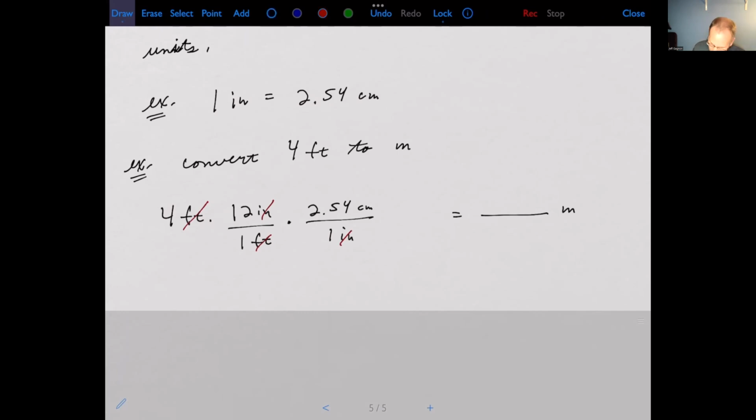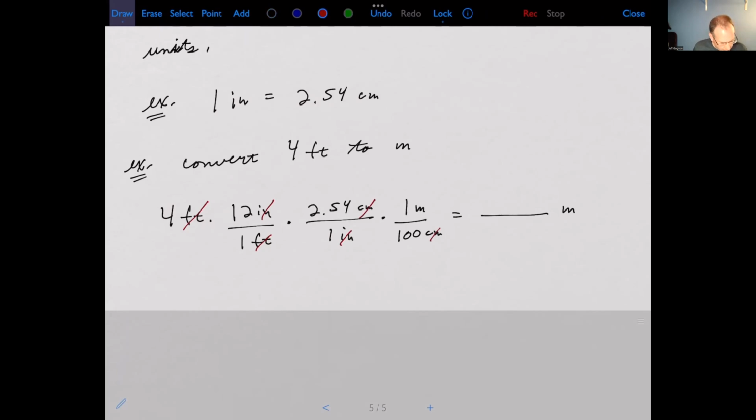But I'm going to use just another unit conversion factor. Well, I know that there are 100 centimeters, right, in 1 meter. So if I multiply by 1 meter over 100 centimeters, then centimeters will cancel and I end up with meters, which is what I want.